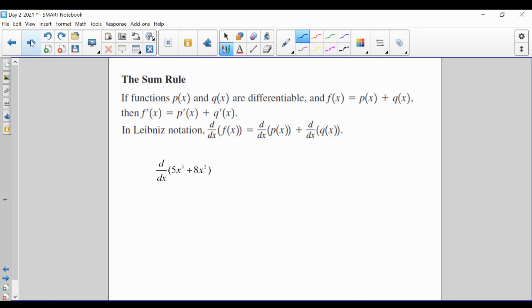So d dx of 5x cubed plus 8x squared is what you think it is. It would be first 15x squared plus 16x. That's all it is, right? So 3 times 5 is the 15, and then you drop 1 from the exponent to 2. 2 times 8 is 16. Drop 1 from the exponent, so it'll be 1. So there's your derivative. So the derivative of a sum is equal to the derivatives of each of the parts added together.